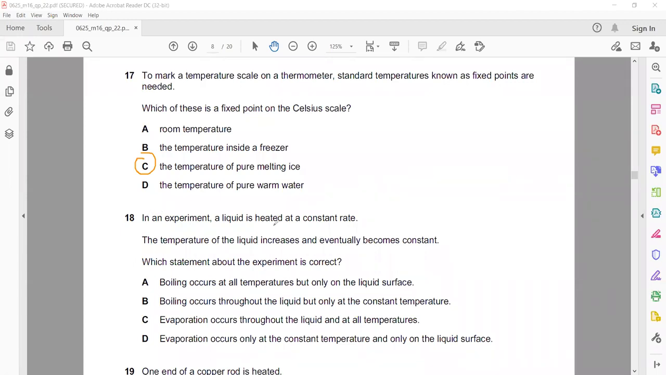Question 18. In an experiment, a liquid is heated at a constant rate. The temperature of the liquid increases and eventually becomes constant. Which statement about the experiment is correct? Whenever there is a constant temperature, it shows that there is a change in the state. So a liquid is heated, the temperature is first rising, but once it becomes constant, it means the liquid is boiling, and boiling occurs throughout the liquid, at a constant temperature.